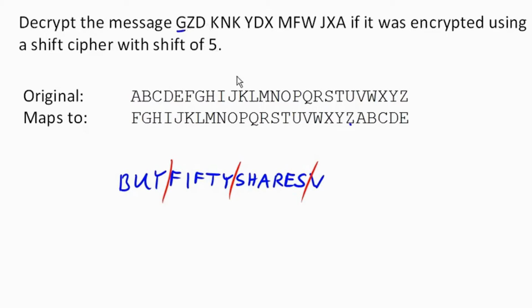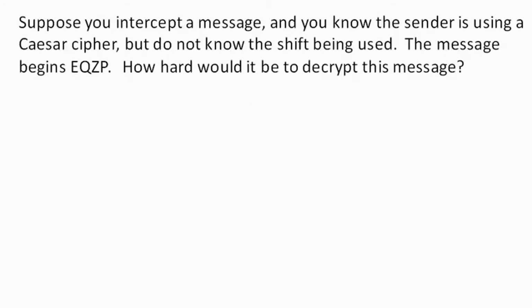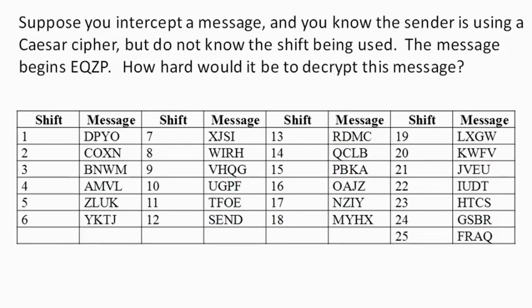So thinking about this cipher, how hard is it to break this cipher? Suppose you intercepted a message and you know that the sender is using one of these Caesar shift ciphers, but you don't know what the shift being used is. But the message begins EQZP. How hard would it be to decrypt this message? Well, keep in mind that there's only 25 possible shifts, and so it would not be that hard to literally list out every single possible shift and the decrypted message.